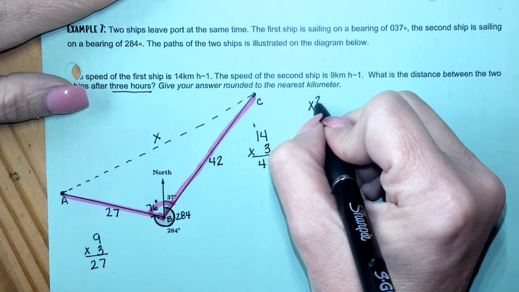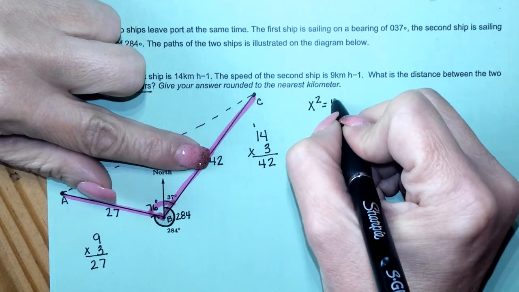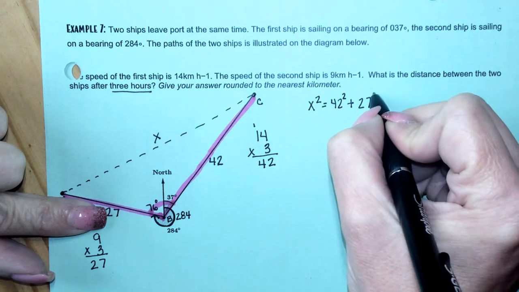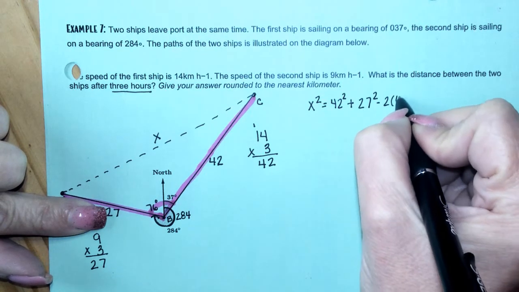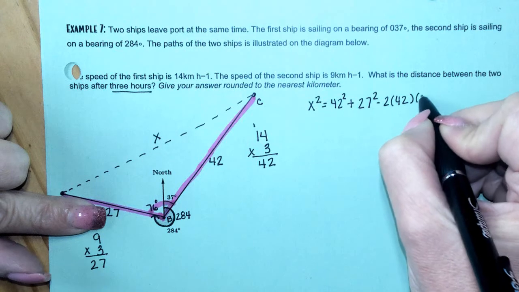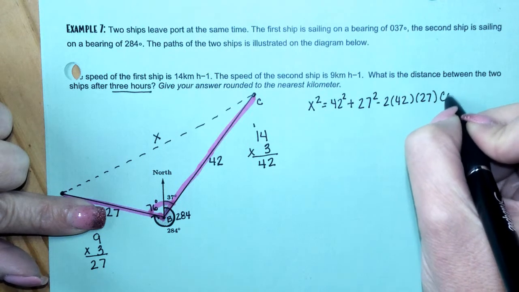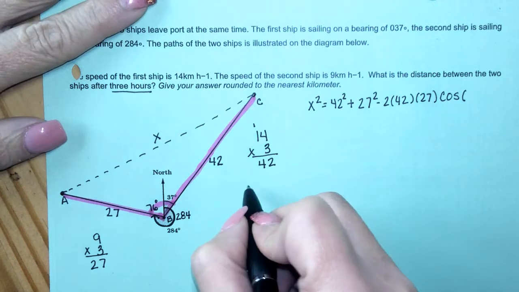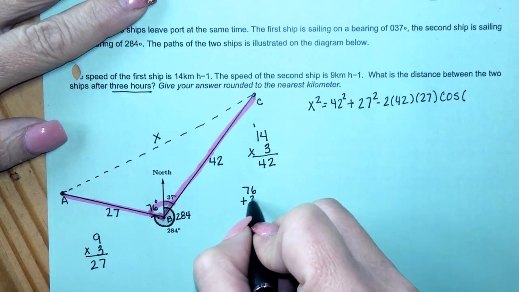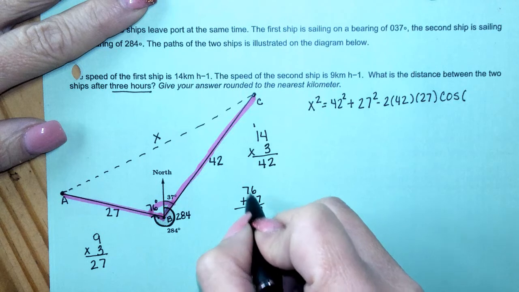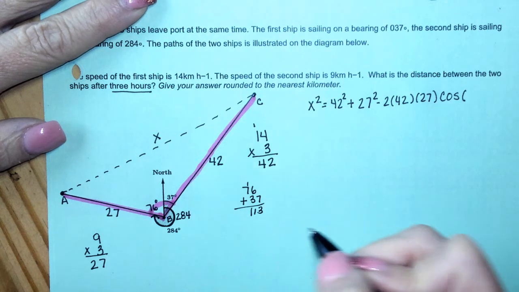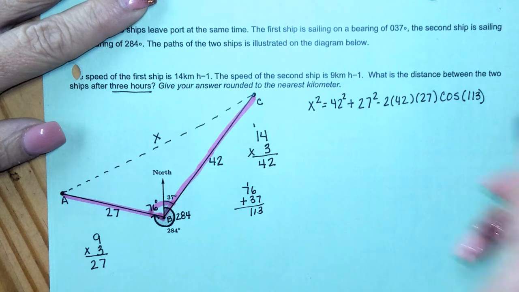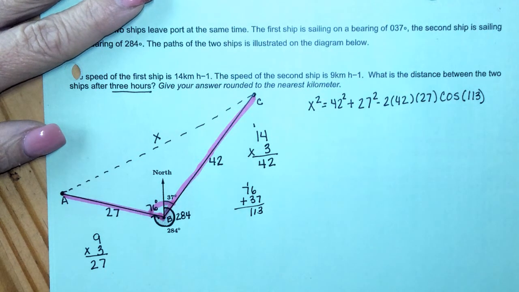So x squared equals 42 squared plus 27 squared minus 2 times 42 times 27 times the cosine of, and I need to real quick do 76 and 37. 76 plus 37, 10, 11, so 113. I'm going to plug all that in my calculator.